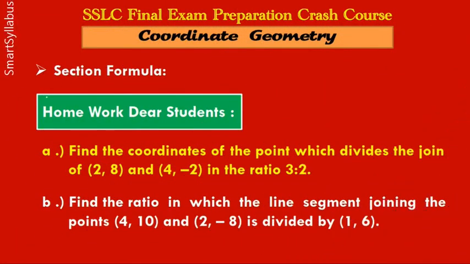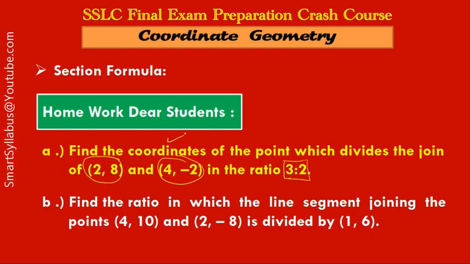So dear students, this is the homework for you now. We have two sums. In one sum, two coordinates are there, the first one and the second one, and there is one ratio which is dividing the given line. It means you have to find the third coordinate now. So it is x1 y1, it is x2 y2, it's m1 m2. It means you have to find x and y.